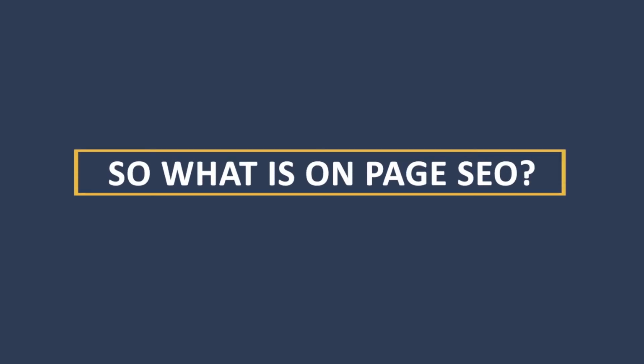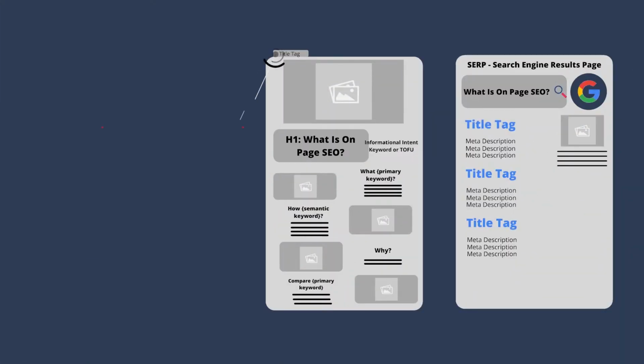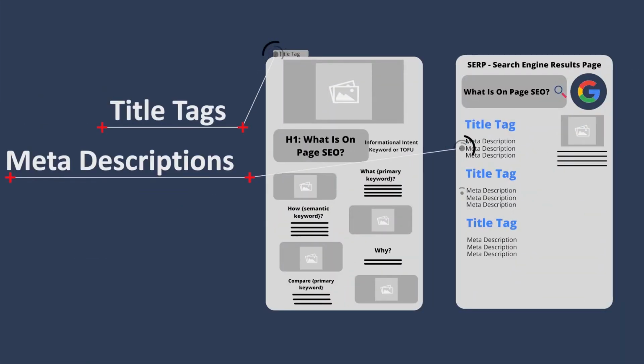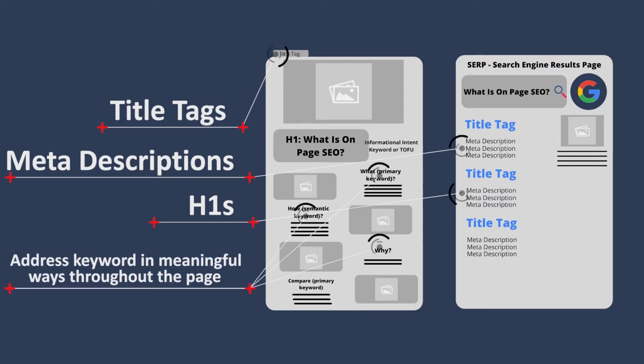So what is on-page SEO? On-page SEO refers specifically to the optimizations that are taking place on any given page on your site. Typically, this means that we are targeting keywords in relevant places on a given page. When we say targeting, we mean using the keyword strategically in those specific areas. For example, title tags, meta descriptions, H1s or main headers, as well as to use the keyword in meaningful ways throughout the page so as to comprehensively provide information about it.